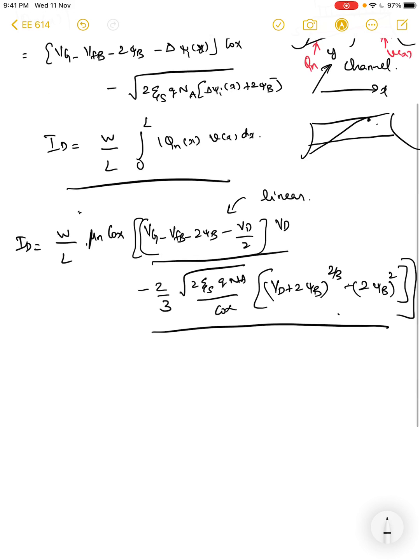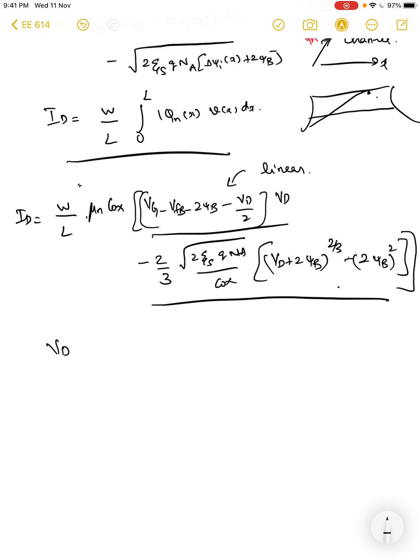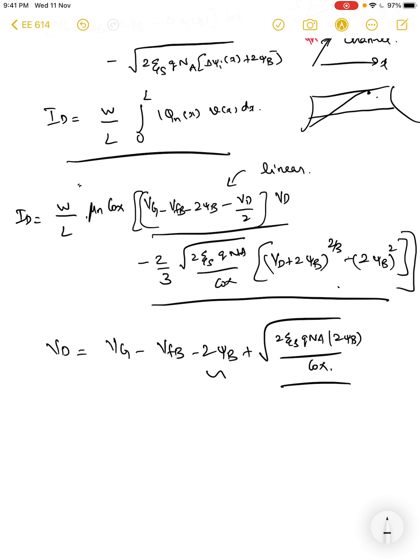We defined a region where Vd is equal to Vg minus Vfb, that is the flat band voltage, minus 2 psi b, which is the potential required to invert the channel, plus root of 2 epsilon s q Na 2 psi b by Cox. So this is the potential which is dropped on the depletion width, and this is the potential which is required on the surface to invert the channel. And if this potential is available in the channel, you will have this depletion width, and hence you have a potential drop in the depletion width, right?